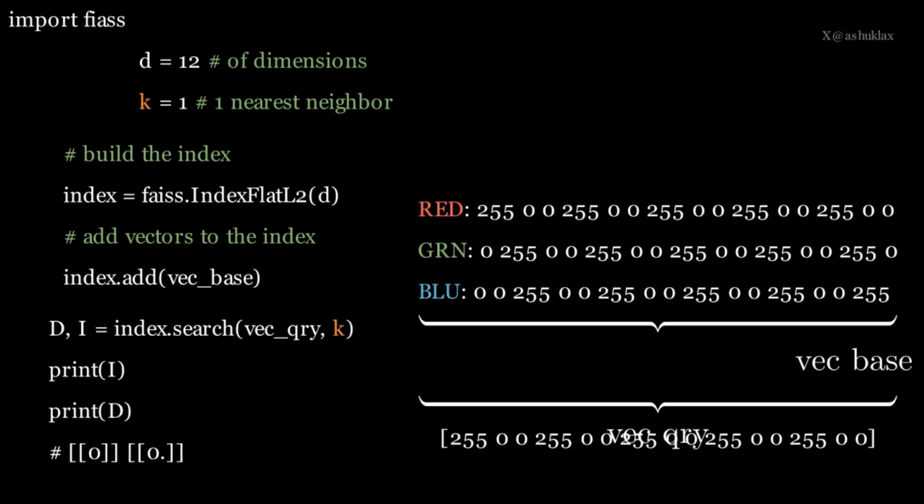And finally, these lines print the indices and distances of the nearest neighbors found. This indicates that the nearest neighbor to the query vector is the first vector in the index, index 0, and the distance between them is 0. This suggests that the query vector is identical to the first vector in the index.